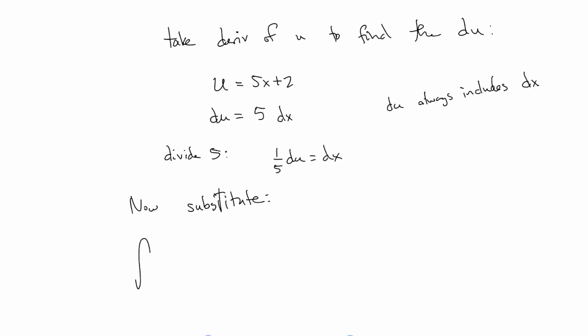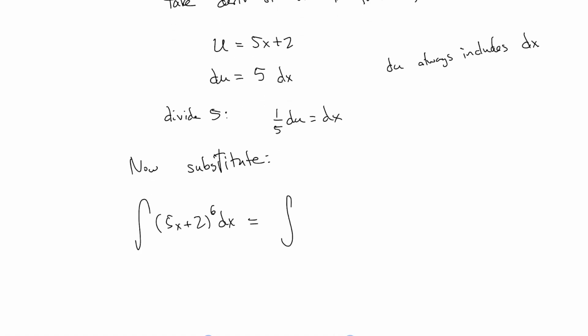So where I started was the integral of (5x + 2) to the 6 dx. And I'm going to plug in everything here. I want to change it all to u's and du's and have no x's left over. So 5x + 2 is u. So this becomes u in there to the 6 dx, right?